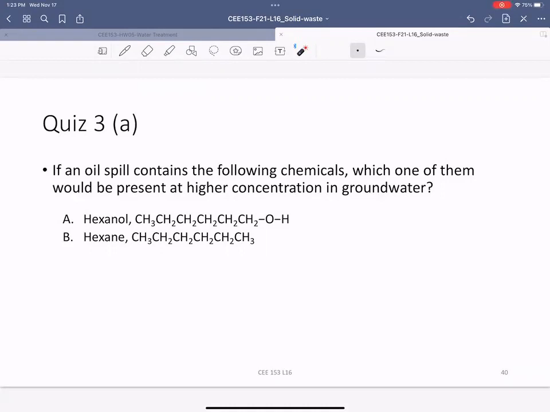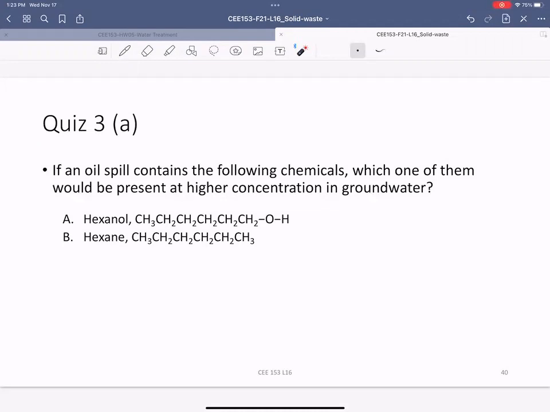Okay, so let's think of it. What's the difference between these 2? The first one has exactly the same number of carbon, so you can't use the carbon argument. The only difference is one has OH, another doesn't have OH. So what does OH do? It causes hydrogen bonding.